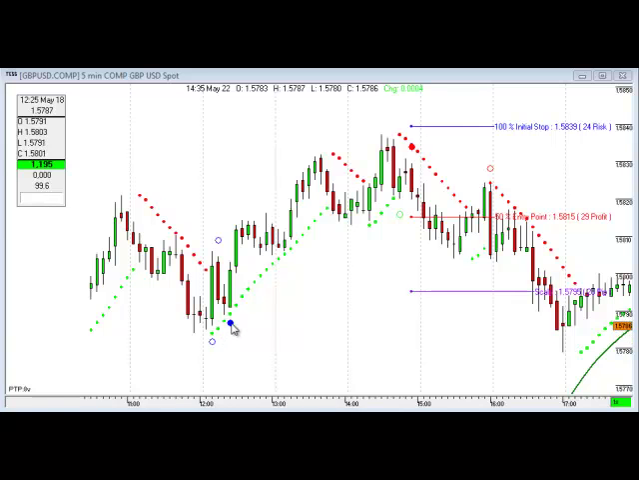So the first signal is just here, but this is outside of a trading window, so I've not marked it up. You can see it would have been a winning trade.